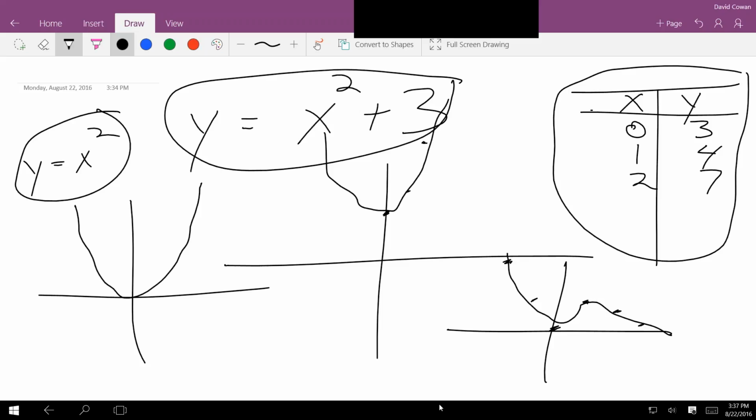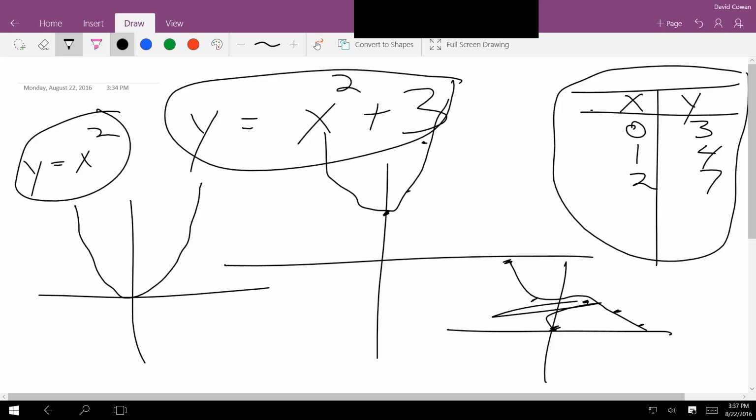Okay? But you don't always know exactly how you have to connect the dots, but in other words, maybe I'm connecting the dots like this. In other words, it's not always one way to connect the dots. So using a T-table is not a very accurate method of graphing functions.